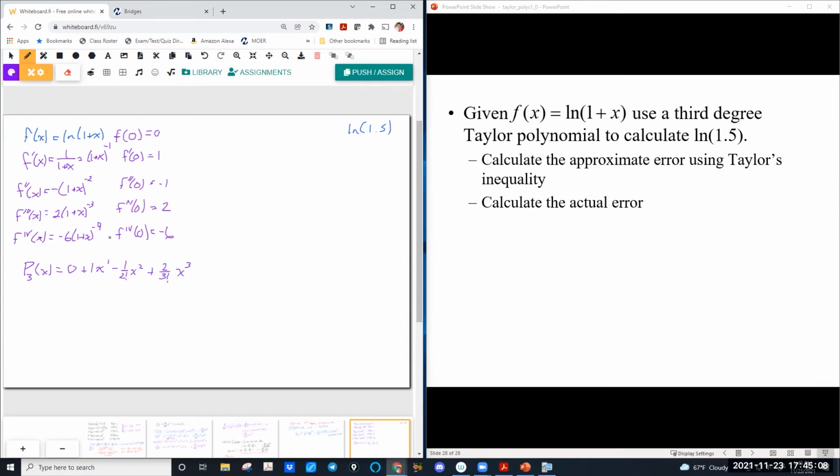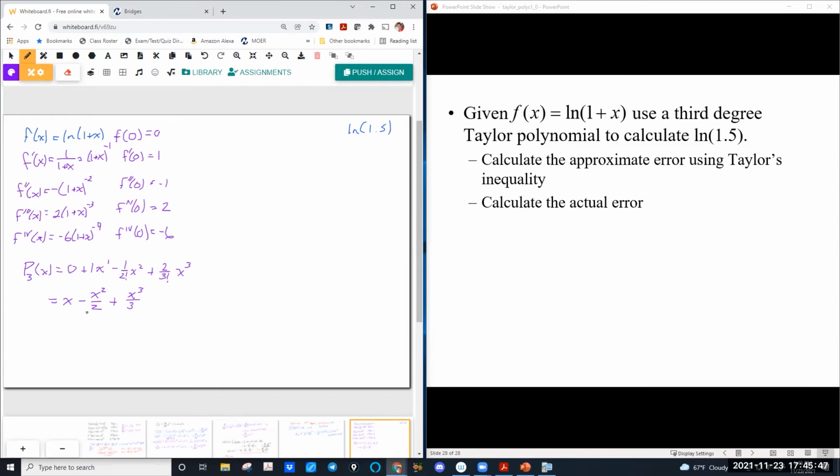Remember, this extra term was for when we go to look at the error. So let's clean this up a little bit. We don't need the 0. We don't need the 1s. So we have x. 2 factorial is 2, so minus x squared over 2. 3 factorial is 6, but 2 over 6 is 1/3. And I probably don't even need to go any further. If we needed more terms, I bet you could figure out the pattern on this one. But we were asked for a third degree Taylor polynomial, and that's what we got. Okay, so there's the third degree Taylor polynomial.